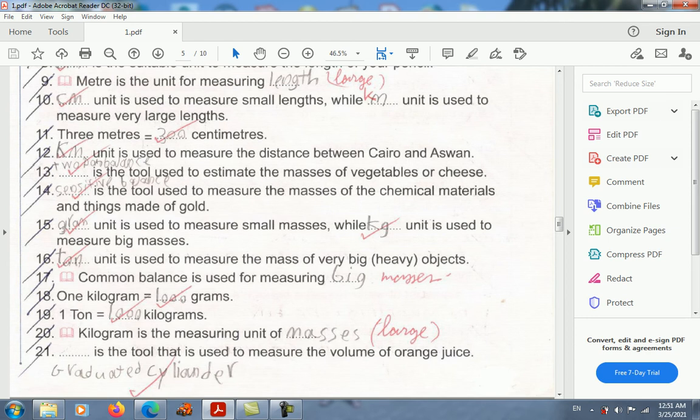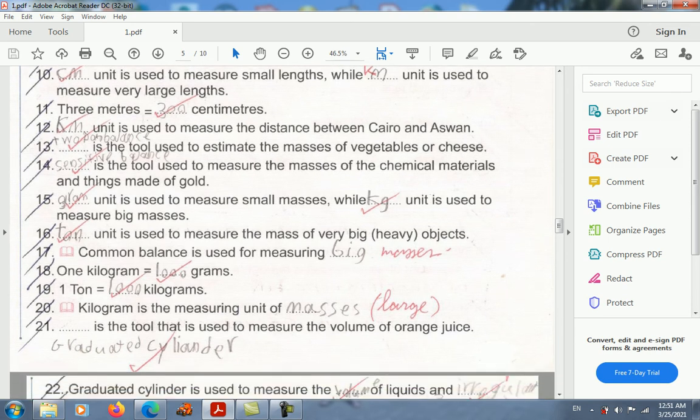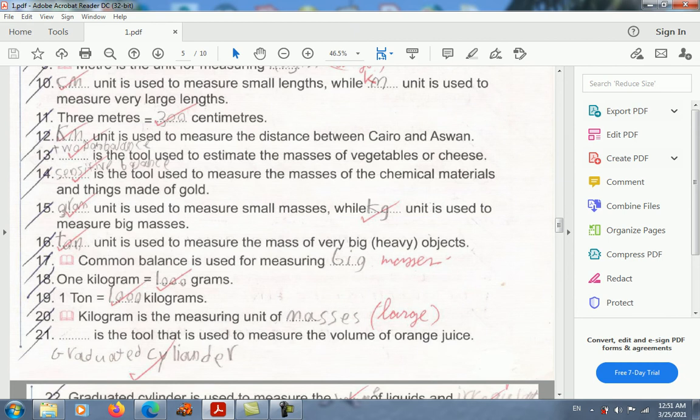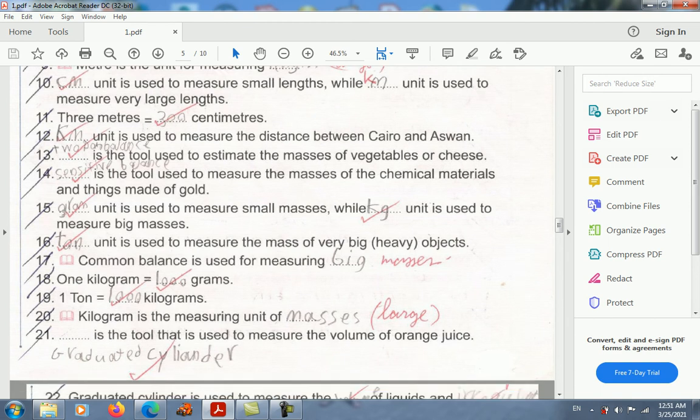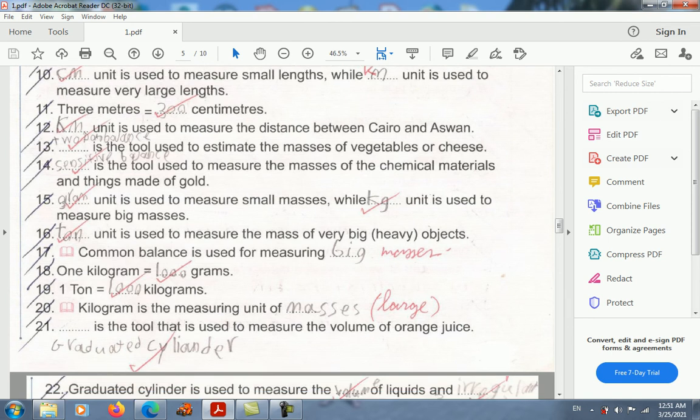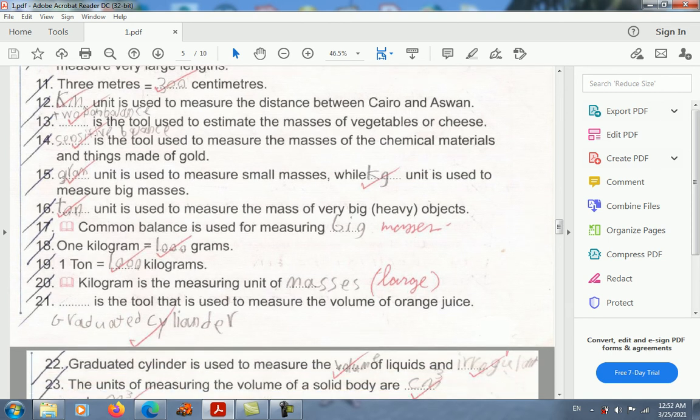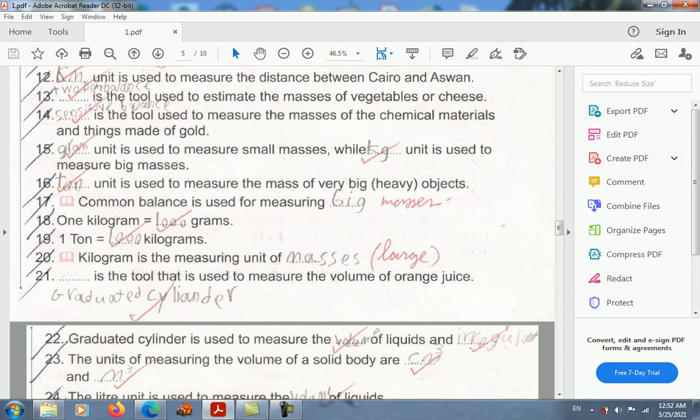9. Meter is the unit of measuring large lengths. 10. Centimeter unit is used to measure small length, while meter unit is used to measure very large lengths. Actually, it's not meter, it's kilometer unit, because it's very large in this case, not just large, very large. 11. 3 meters equal 300 centimeters. 12. Kilometer unit is used to measure the distance between Cairo and Aswan.